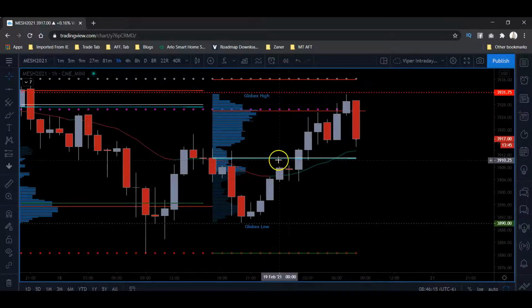Settlement is in like a little blue behind this white line background. Sometimes they overlay each other because there's no gap at the Globex session. Therefore, there's no gap in price, and it just opens right where the price settled.